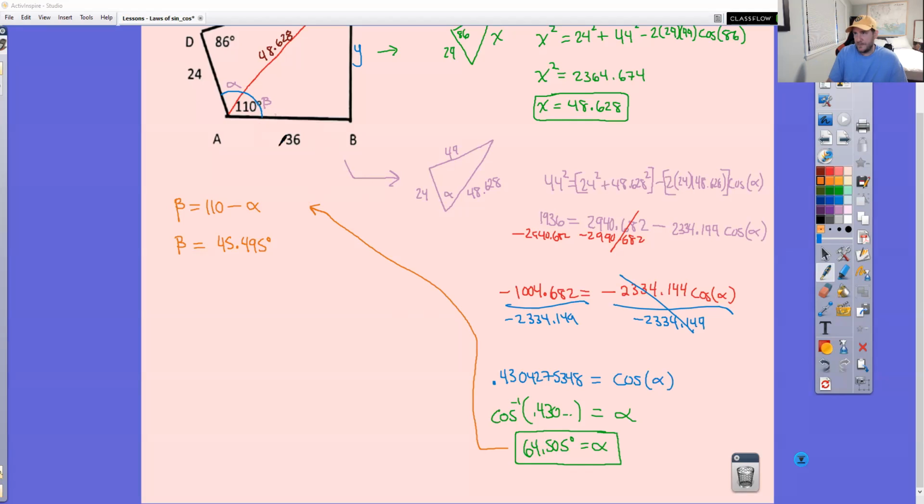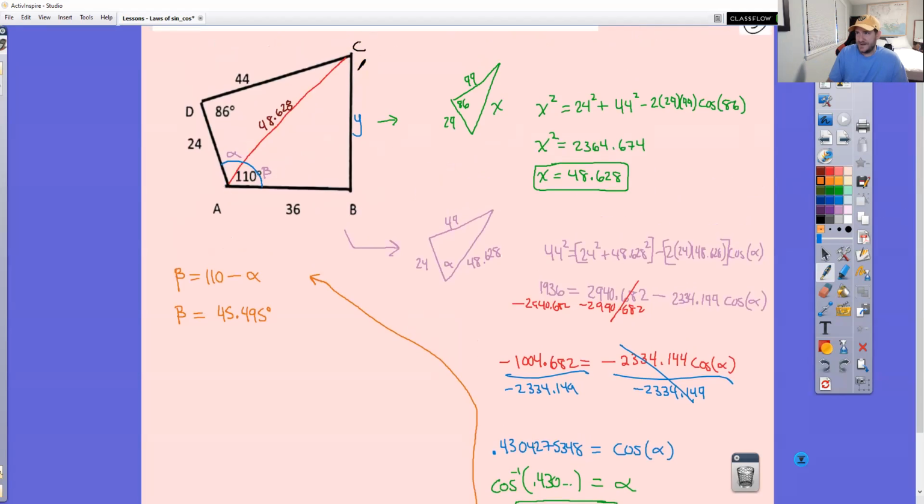We now have beta, which means now we can focus our sights on triangle ACB. So this one, A to C to B. And so now the information we have is we've got angle B at 45.495. We know that we want to solve for BC. So that's the thing that I'm calling Y over here. To find it, we'll have to use the thing that we found earlier, the thing that I called X, 48.628. And we'll use the 36.